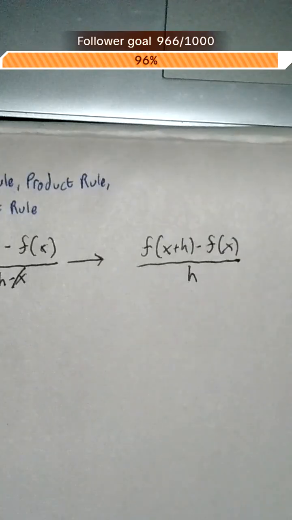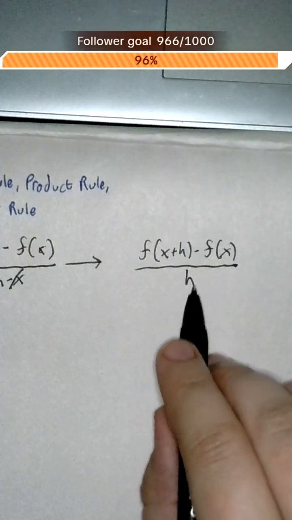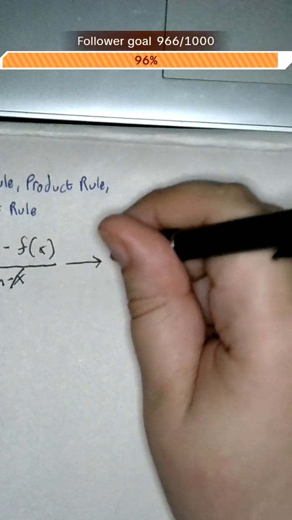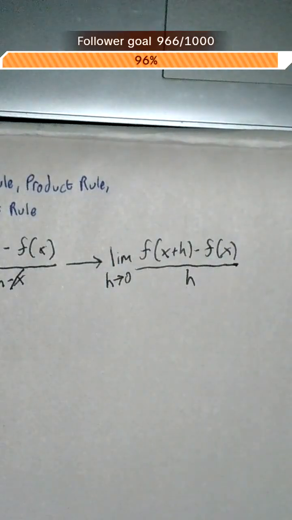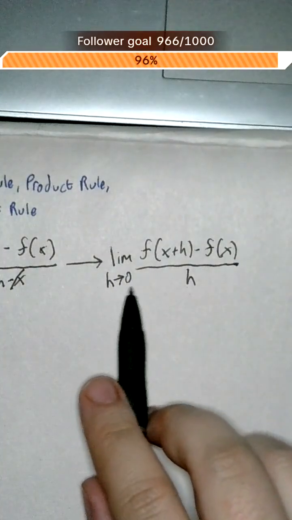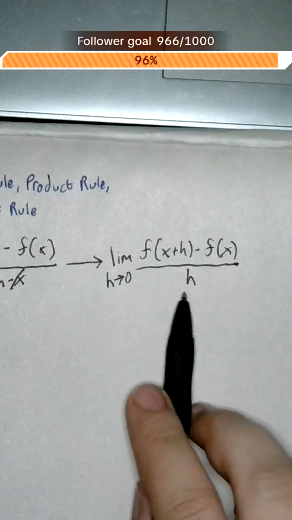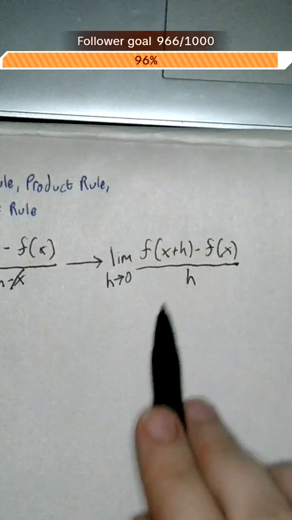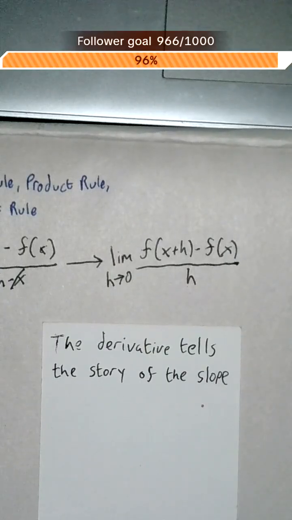Eventually I want to get my two points so close together that h is essentially 0. So that is where this limit as h approaches 0 comes in. We want h to get really, really close to 0. But remember, even in calculus, we still cannot divide by 0. So we can only get very close to 0.